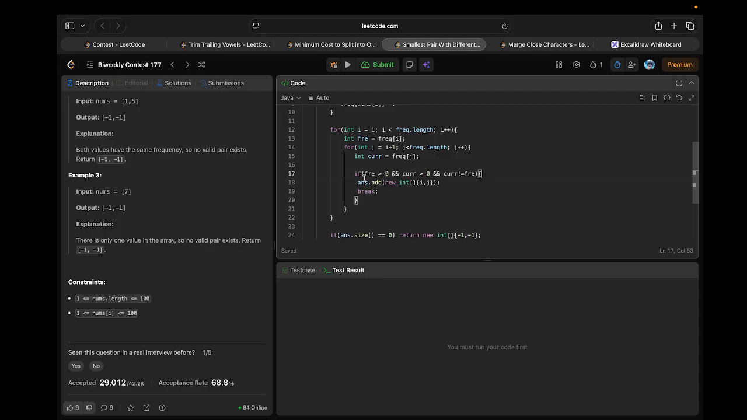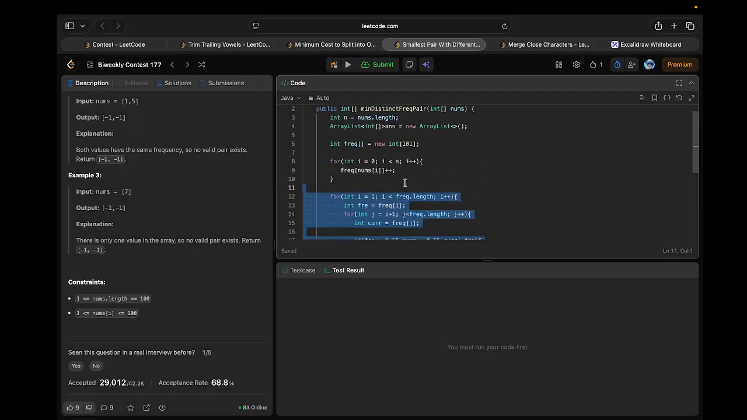So we are checking for that as well, and I'm checking if the current one also has a frequency greater than or equal to 0, and if they are not equal, then I simply take that particular one and break out from the loop, because this is the first minimum I got, since we are iterating from 1 to end. So whatever pair we get first will always be the minimum, right?